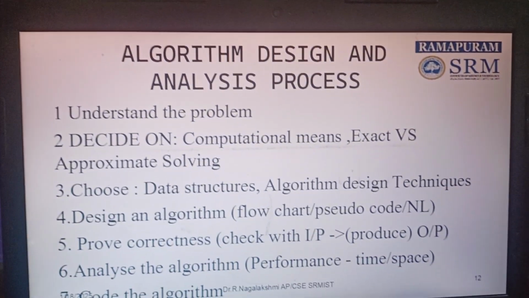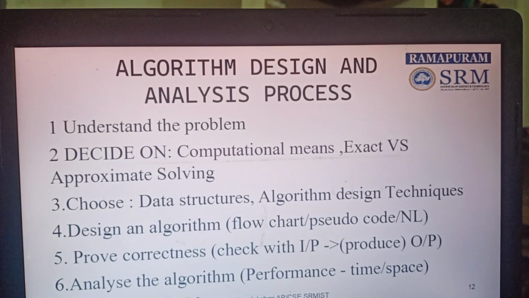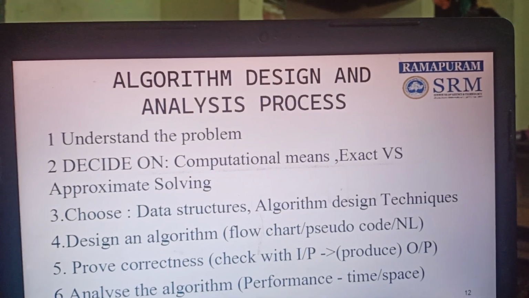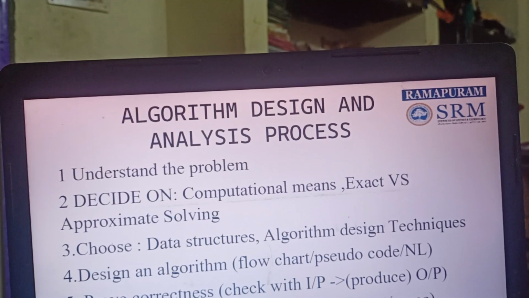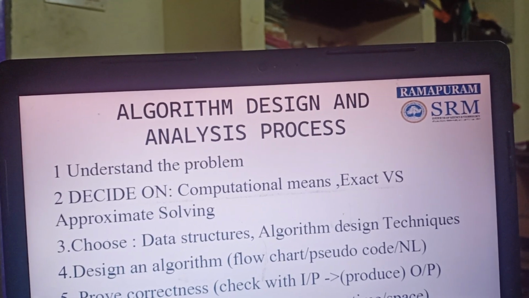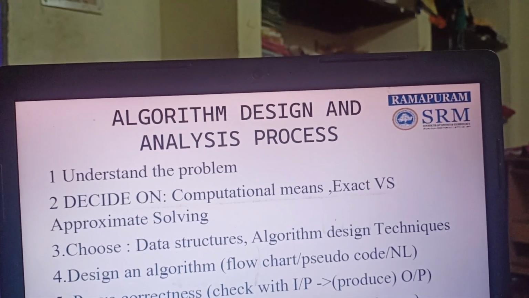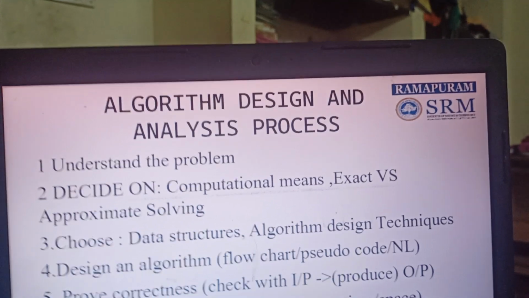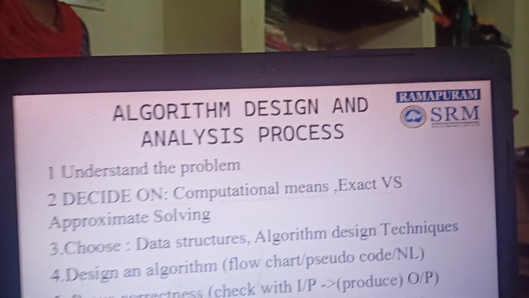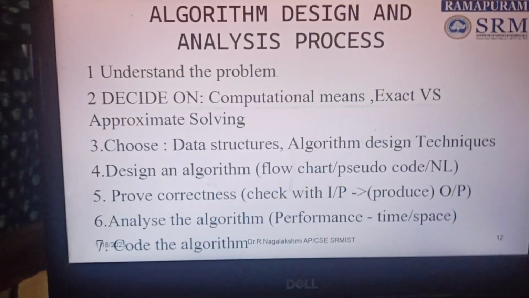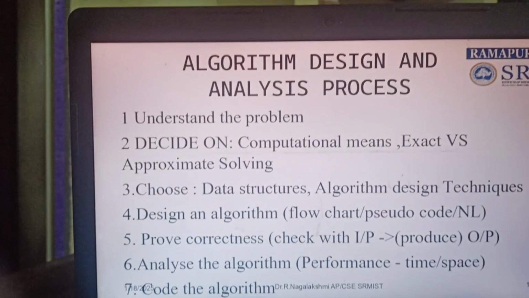And we choose the data structures. What type of data structures are you going to use in your problem? For example, we have an array structure, a linked list, like that. So we have to choose the designing procedures, and we have to use algorithm designing techniques. We have different designing techniques.